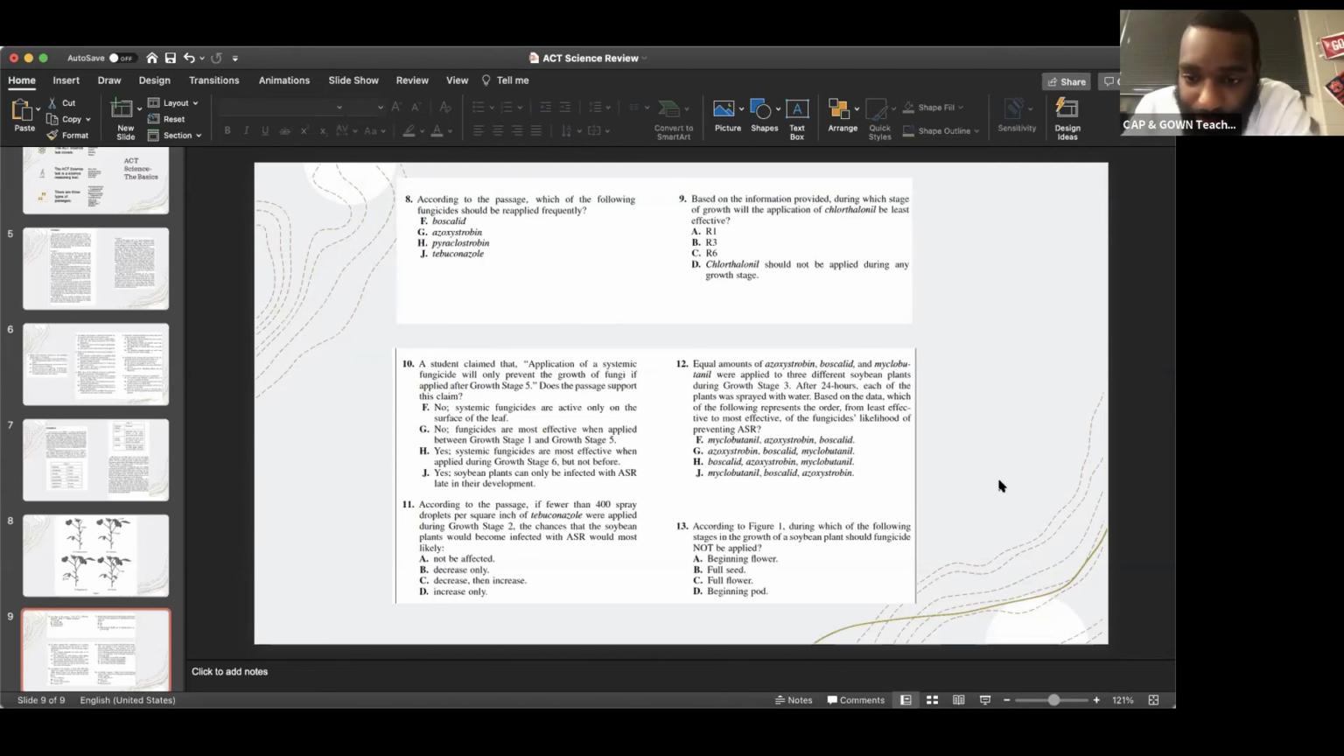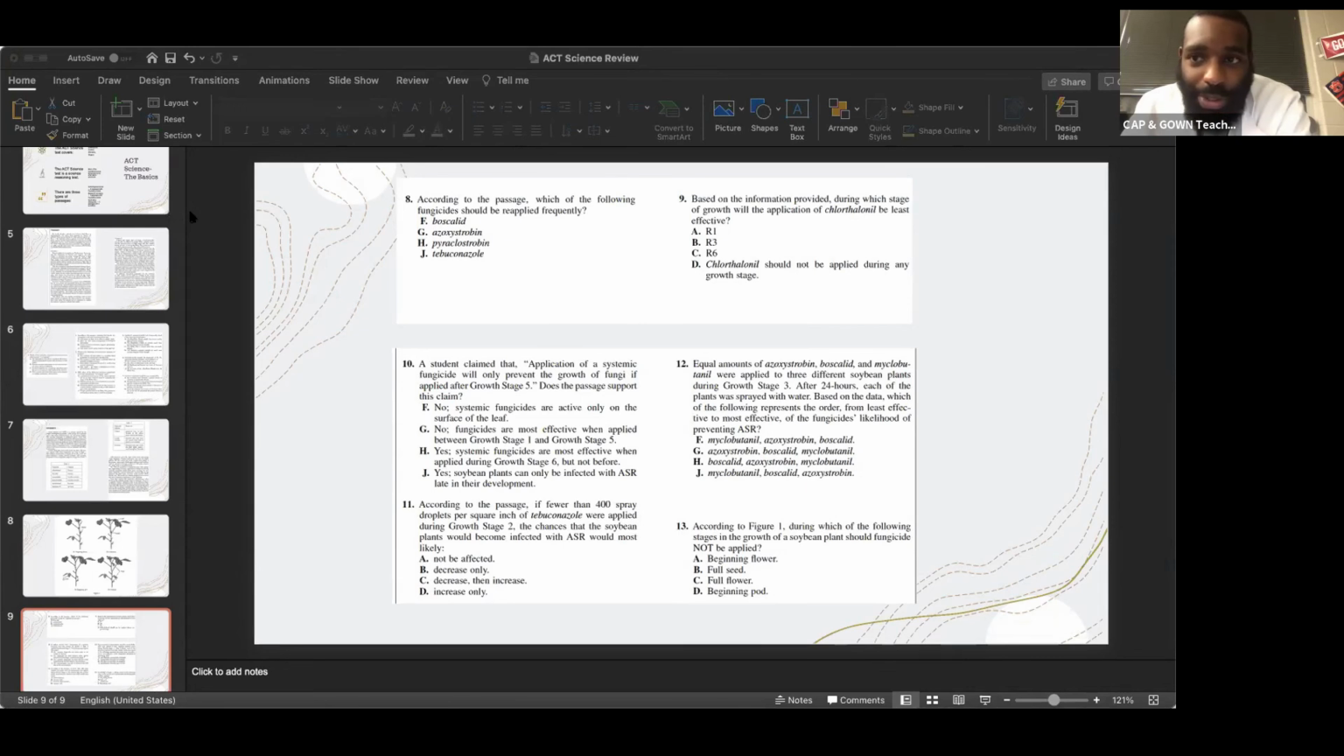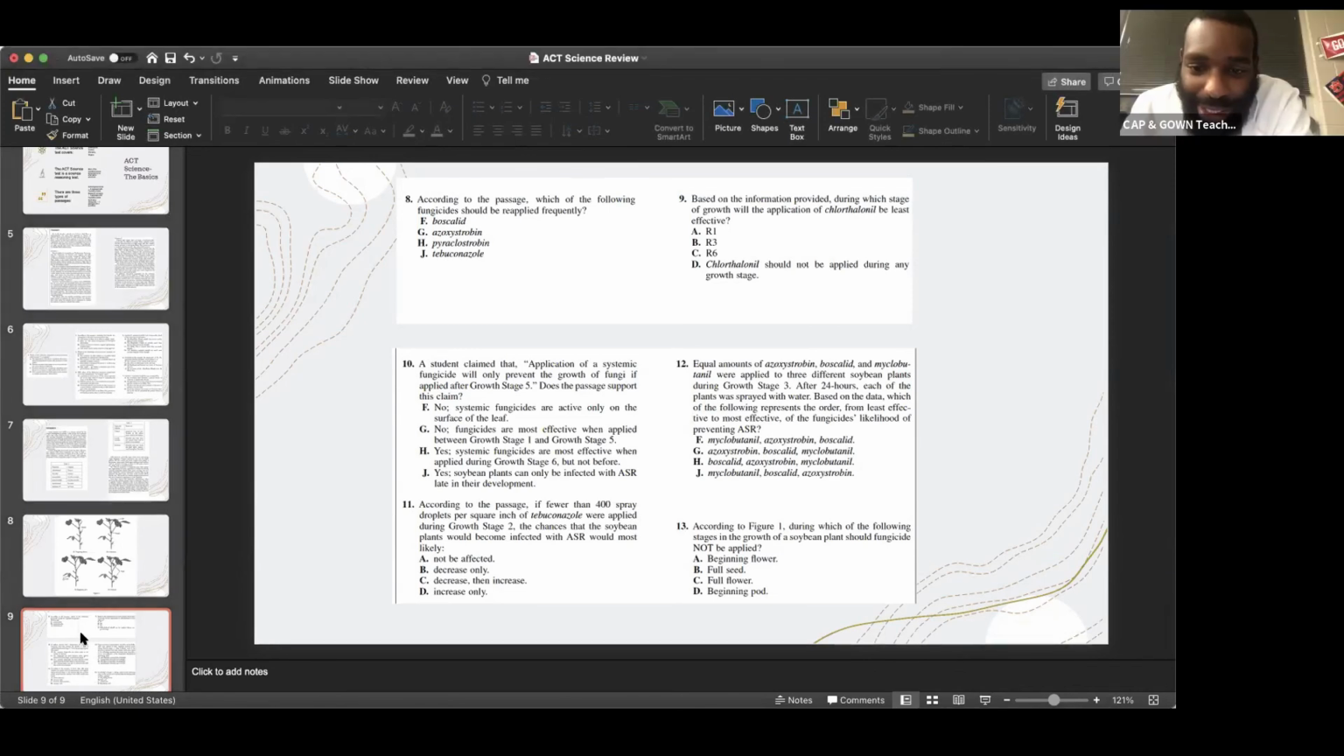So what do we have for number 12? What do you guys think the answer is for 12? I think I put H for this one. H. Okay. What did you put, Gina? H. Why did you guys choose H? Why does H seem like a good choice here?